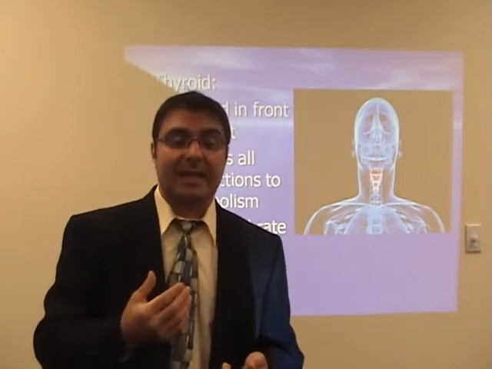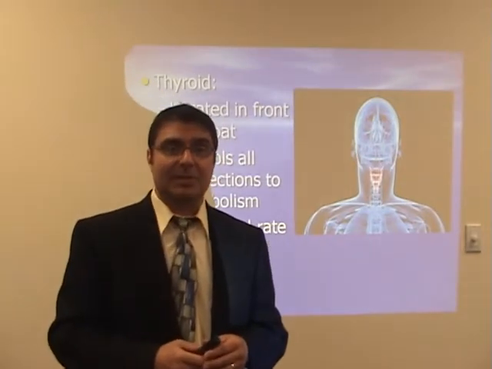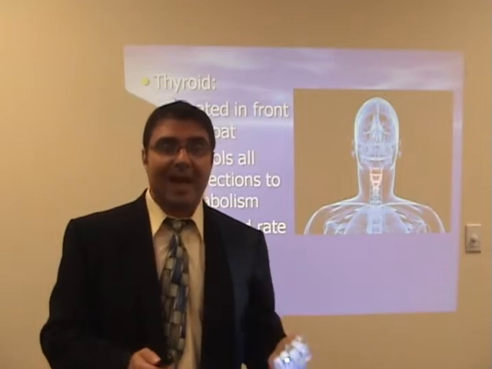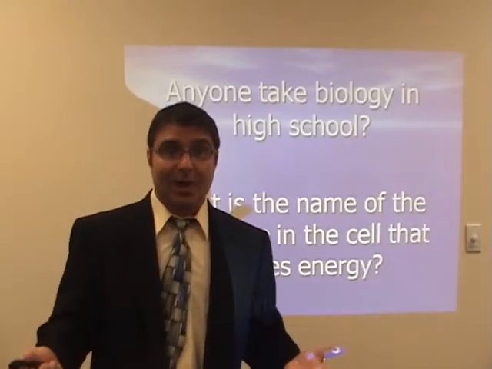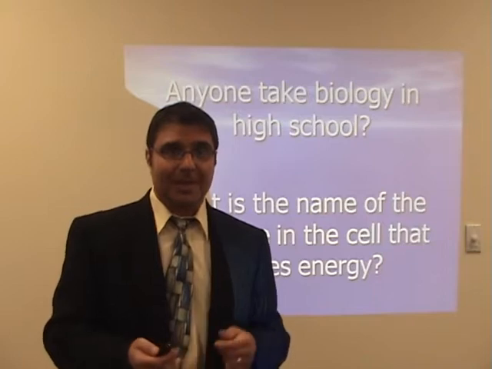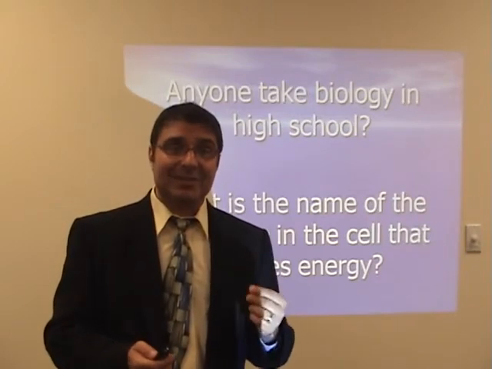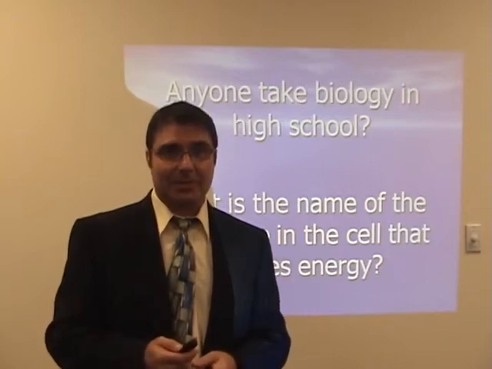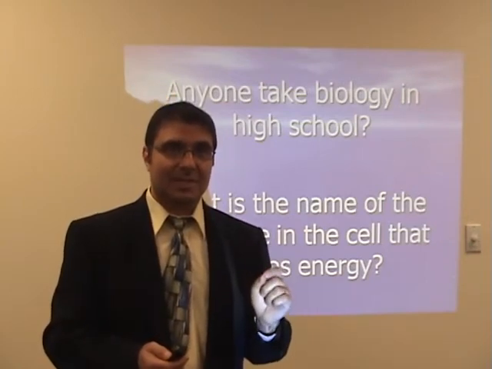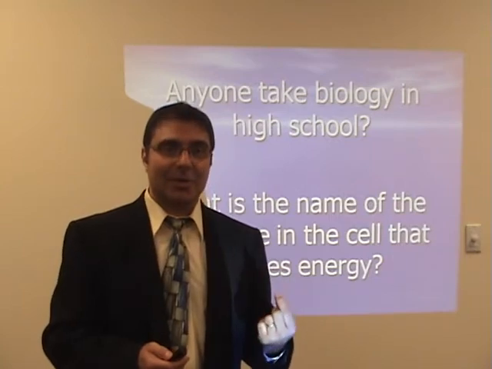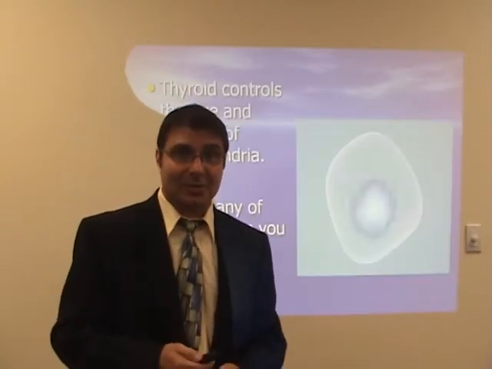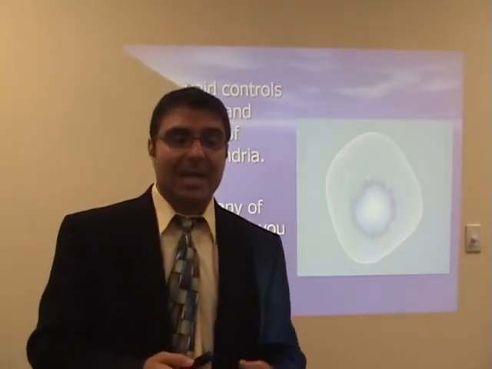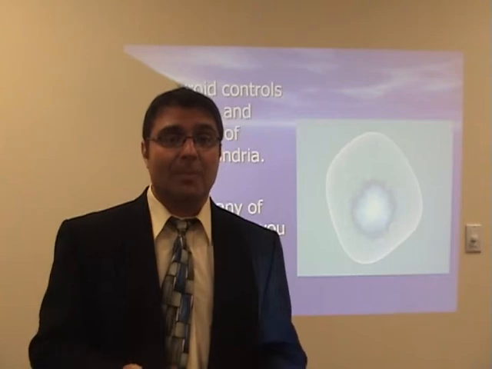So the thyroid gland controls all connections to metabolism, and metabolism is defined as the speed and rate at which you burn fat and energy. Now, anybody watching this take biology in high school? If you have, what's the name of the structure that's inside the cell that helps the cell make energy? It's called the mitochondria. That's right. So now remember, the mitochondria makes energy for the cells, makes energy for the body, and the thyroid controls the size and the number of mitochondria.